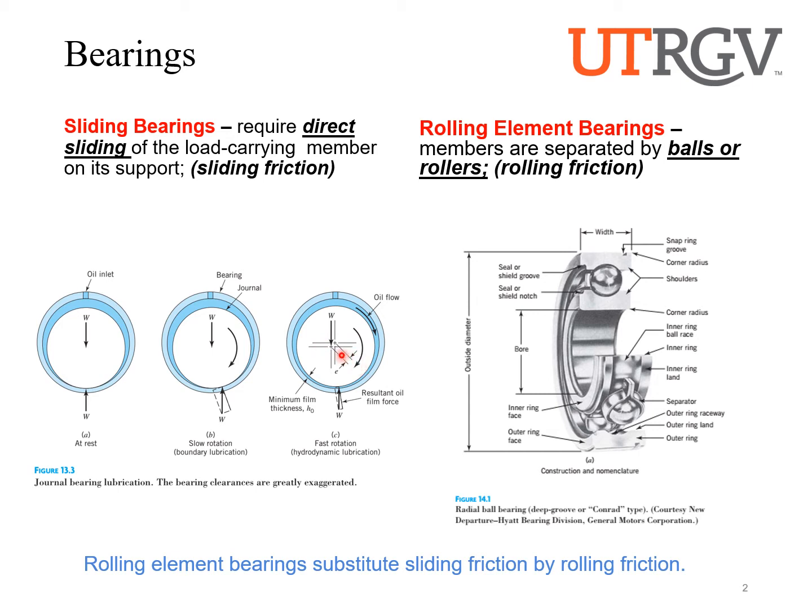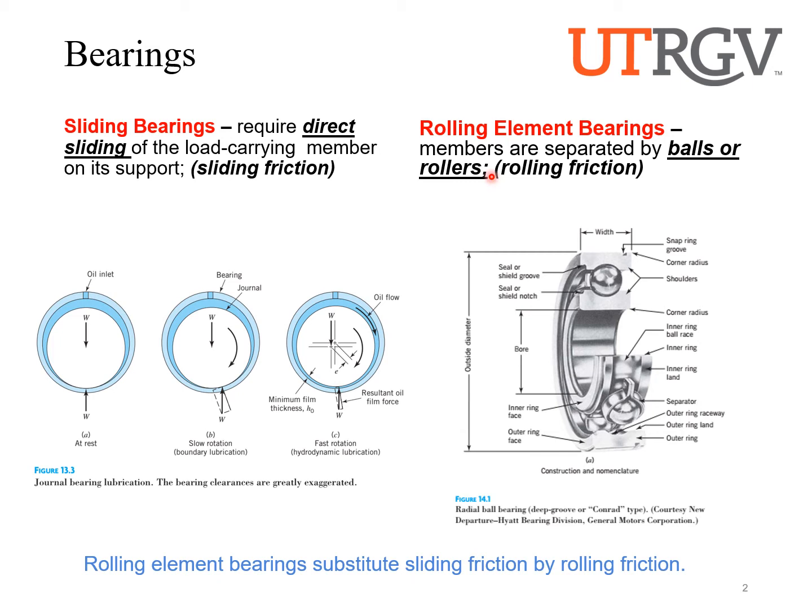Rolling element bearings, on the other hand, look something like this. So they have something that is going to roll. In this case, we have some ball bearings. And so you're going to have an inner ring and an outer ring. And as the shaft is rotated, and the shaft will be fixed to this inner ring, what's going to happen is that these ball bearings are just going to roll. That's why these types of bearings are called rolling element bearings.